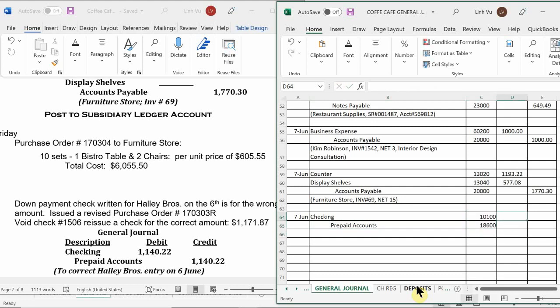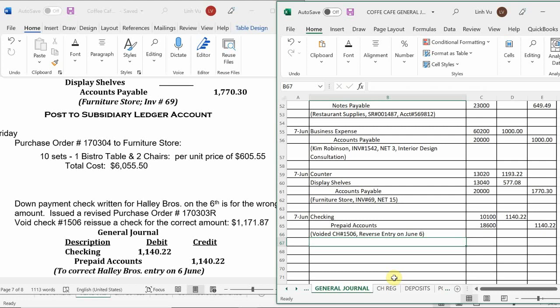Okay. So in this case, that amount was $1140.22. And what I'm going to note here is you could say right here that you voided check number 1506, reverse entry on June 6th. All right.